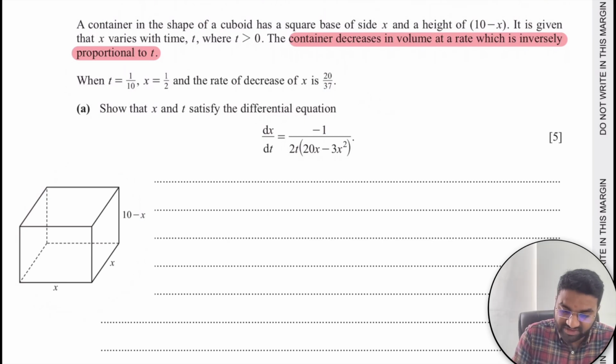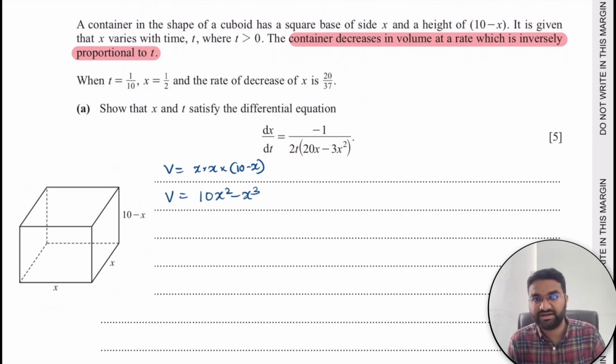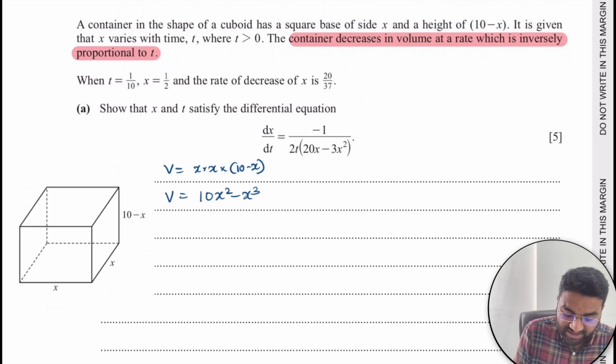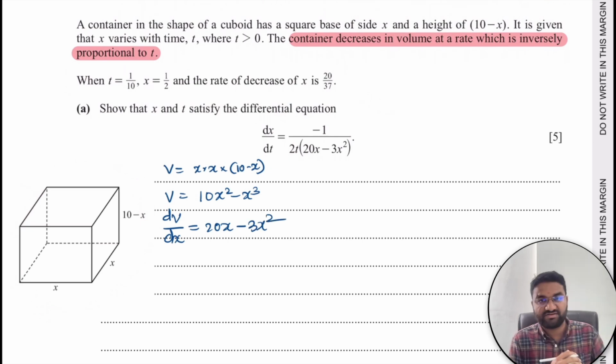What's the volume? The base area is x squared, times the height, which is 10 minus x. So we have to multiply in the bracket. It's 10x square minus x cube, which is the volume we will get, and we have to take dv by dx as well. So it's 20x minus 3x square. This is dv by dx.